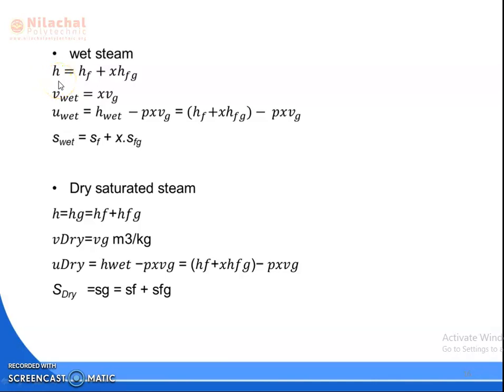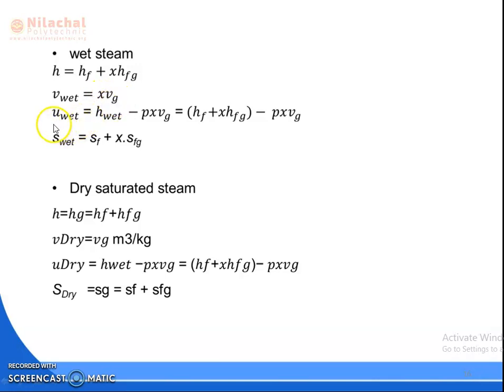We can calculate the enthalpy as hf plus x hfg. What is hf? That is the enthalpy of saturated liquid. Plus the dryness fraction: when it becomes wet steam, the dryness fraction must be applied to the enthalpy of evaporation, or latent heat of evaporation, that is hfg. So hf plus x hfg gives us the enthalpy of wet steam. If you calculate the volume of wet steam, that will be x into vg.